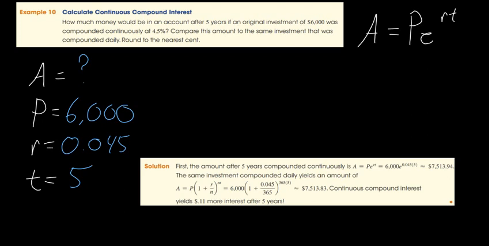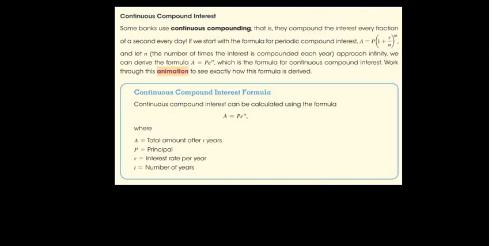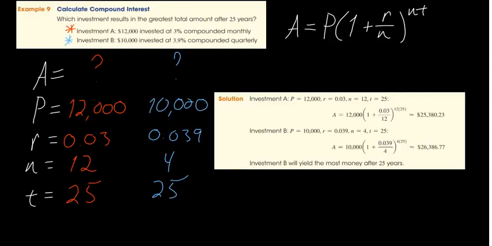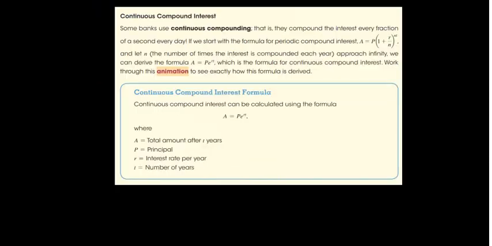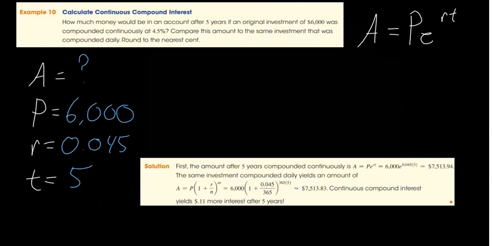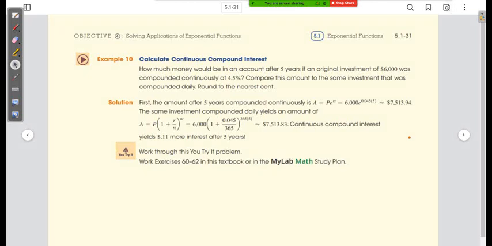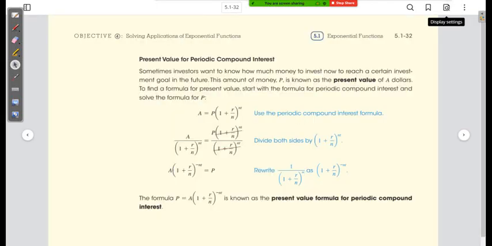Is this the previous problem? Okay, yeah, it is. It says compare this to the amount to the same investment that was compounded daily. Okay, so if we invested 6,000, well, hang on, that's 4.5% though. That's a lot more. We can't really compare that. Either way, there you go. So, another formula.